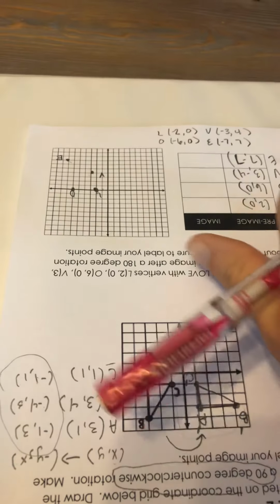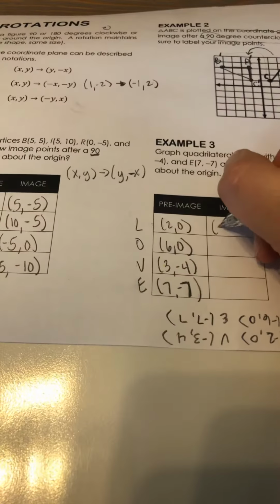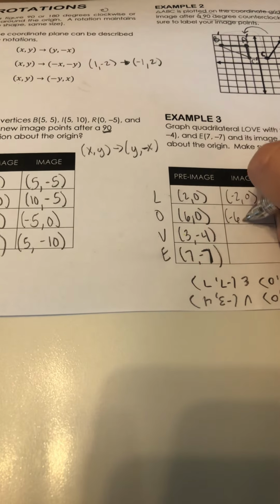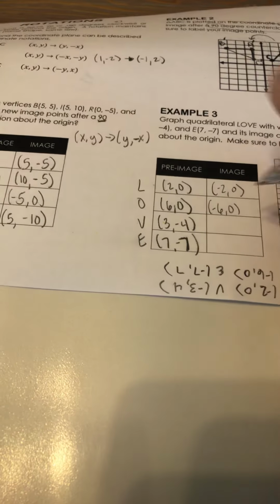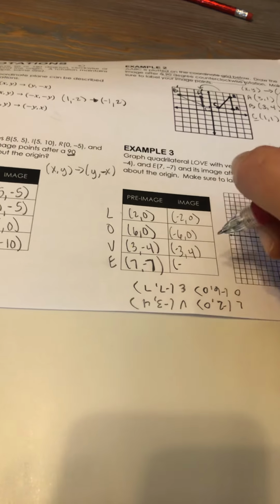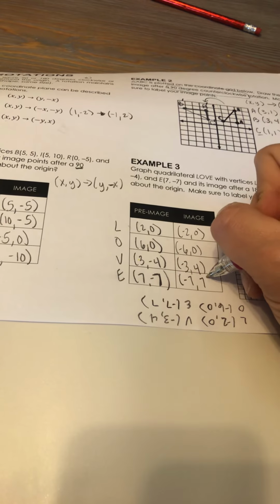Okay, so I'm going to turn my paper the right way. I'm going to look at what I wrote upside down and rewrite it here. Negative 2, 0. Negative 6, 0. V was at negative 3, 4. And then E was at negative 7, positive 7.